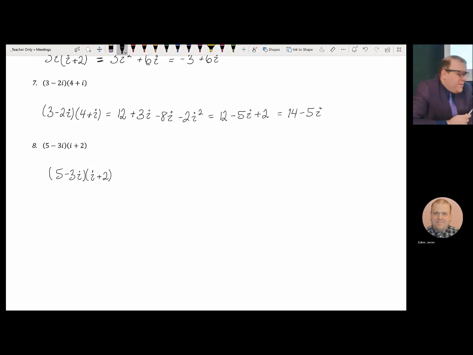Five minus 3i times i plus 2. So 5 times i, plus 5 times 2, plus negative 3i times i, plus negative 3i times 2. That becomes 13 minus i, doesn't it?